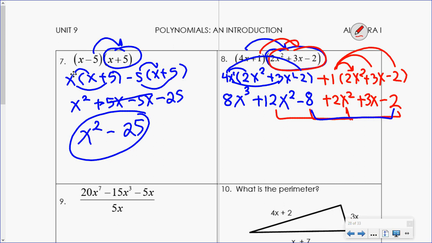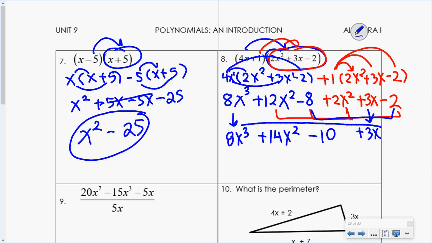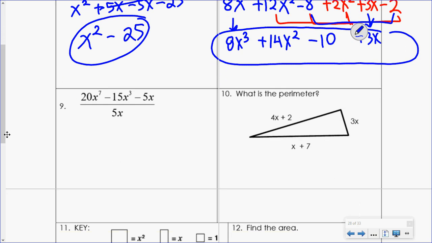So starting with 8x cubed, this just drops down. 12x squared plus 2x squared is 14x squared. Negative 8 minus 2 is negative 10. And then 3x, positive 3x, just comes down. There's my answer.